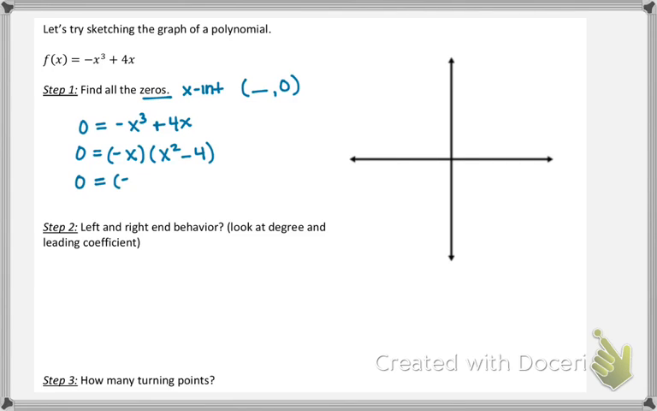And then x squared minus 4 is a difference of two squares, so I can factor that into x plus 2, x minus 2. So I've got 3 factors that multiply to give me 0. In order to make this equation true, one of these has to equal 0.